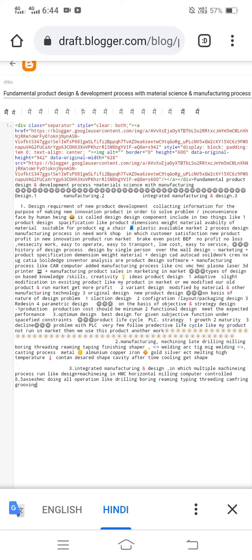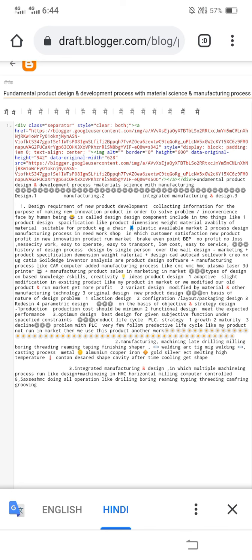dimension, weight, material plus design using CAD, AutoCAD, SolidWorks, Creo, NX, UG, CATIA, Solid Edge, Inventor, or product design software, plus the manufacturing process like CAM, computer aided manufacturing, like CNC, VMC, HMC, plasma, 3D printer, plus manufacturing product sales in marketing in the market.